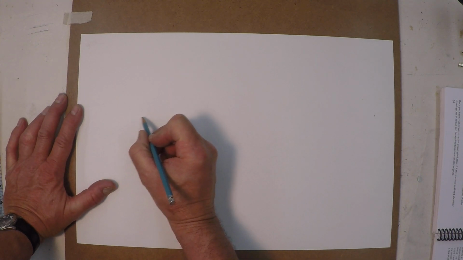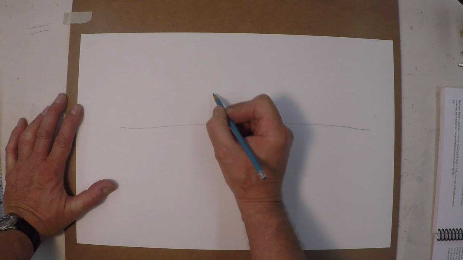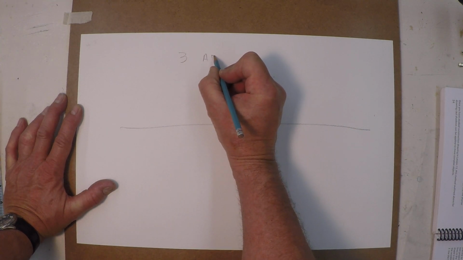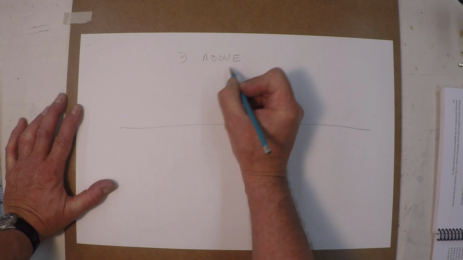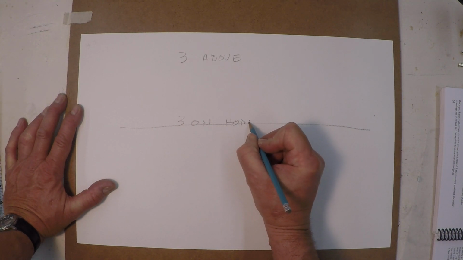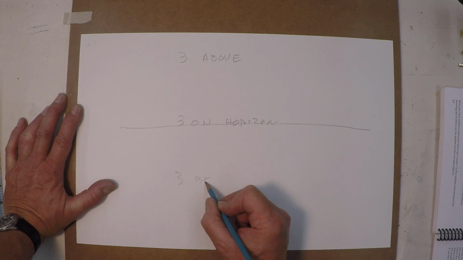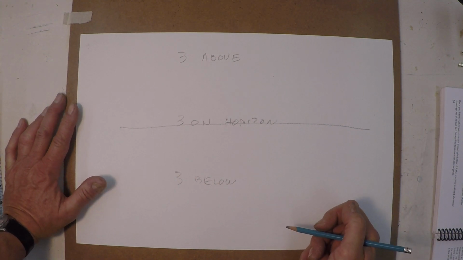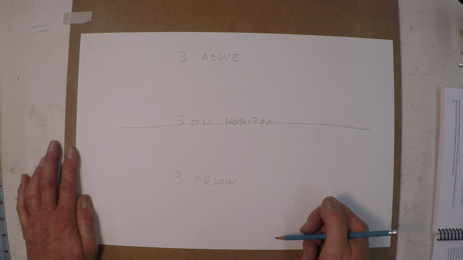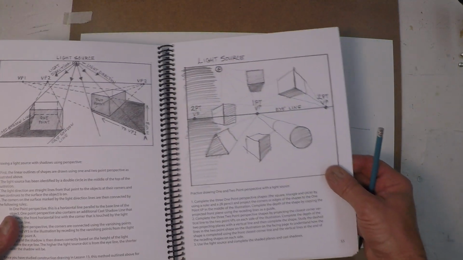You're going to be asked to do, let's see, what do I want to do here? 3 above the horizon, 3 on the horizon line, and 3 below the horizon line. You can use 1 and 2 point perspective, just like we did in this example.